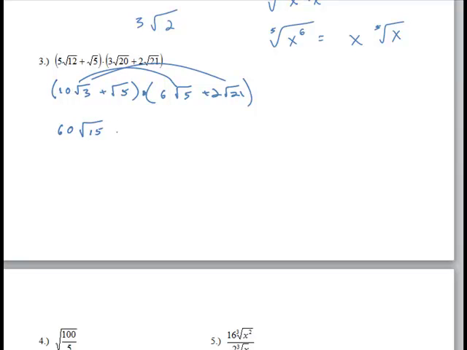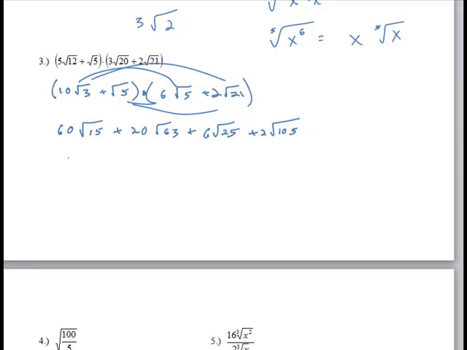The outer terms, 20 square root of 63. The inner terms, 6 square root of 25. And the last terms, 2 square root of 105. The next step, of course, addition or subtraction. Well, right now we don't have any like radicals, but we know in order to add or subtract radicals, we have to check to see if we can simplify again.